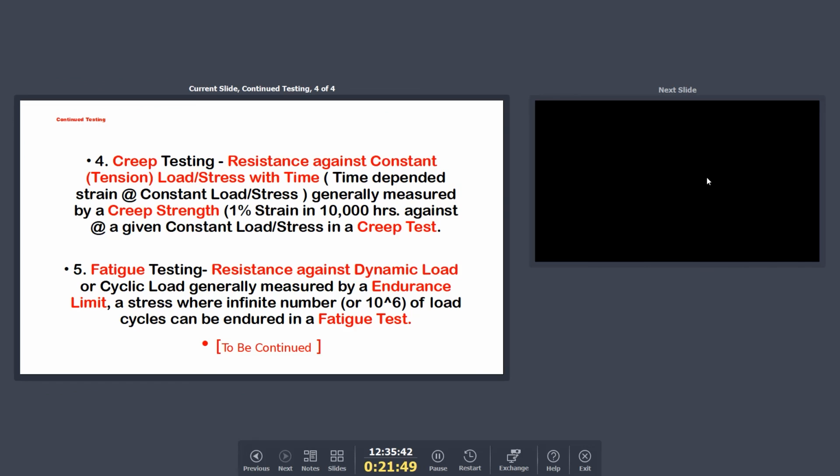When you come to the fatigue test, we will encounter dynamic loading conditions, and we will see how the resistance of the materials against dynamic load can be measured. This will be continued from lecture 2, 3, etc. for all this testing one by one.